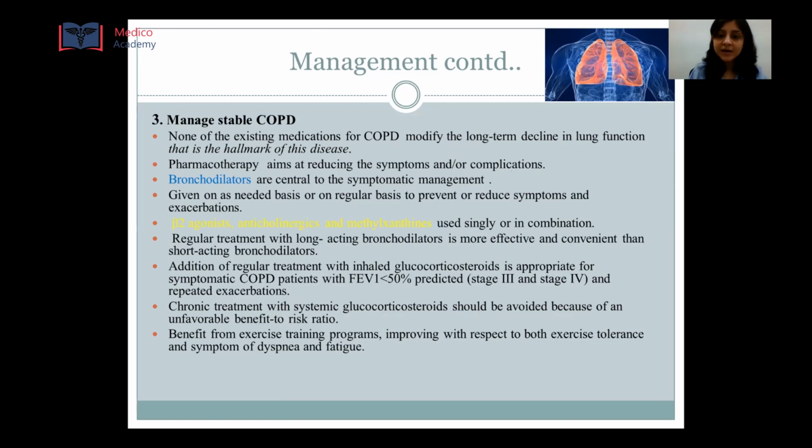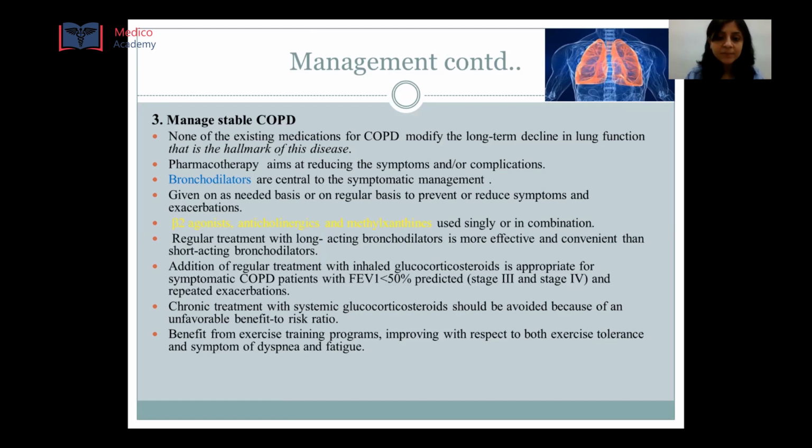Now, none of the existing medications for COPD will modify the long-term decline in lung function, which is the hallmark of this disease. Pharmacotherapy that we use is only aiming at reducing the symptoms and its complications. Bronchodilators are central to the symptomatic management. They are given on an as-needed basis or on a regular basis to prevent or to reduce the symptoms and exacerbations. We have beta-2 agonists, anticholinergics, and methylxanthines, which are used singly or in combination. We should remember that regular treatment with long-acting bronchodilators is more effective and convenient than short-acting bronchodilators.